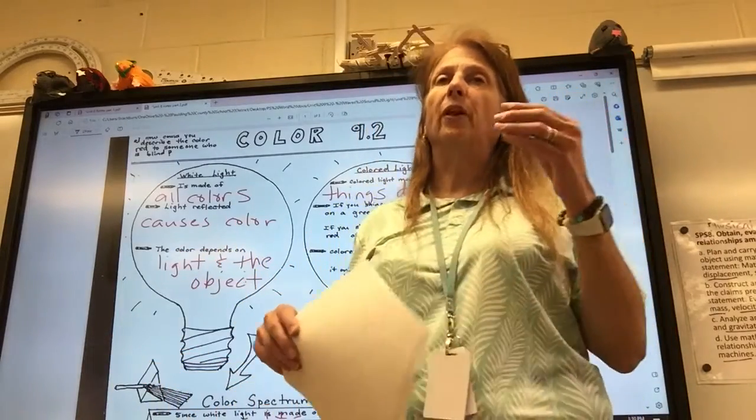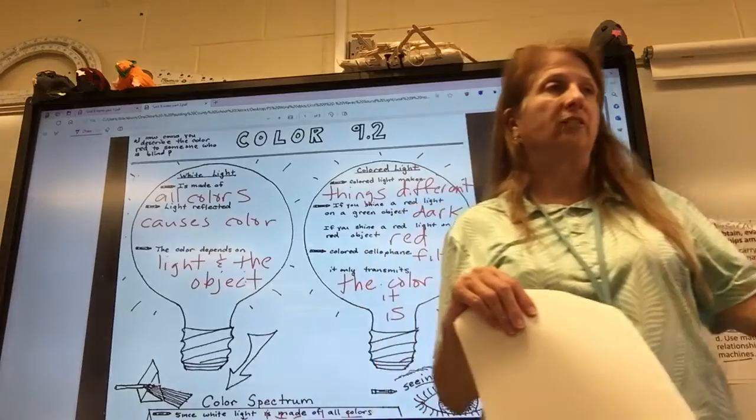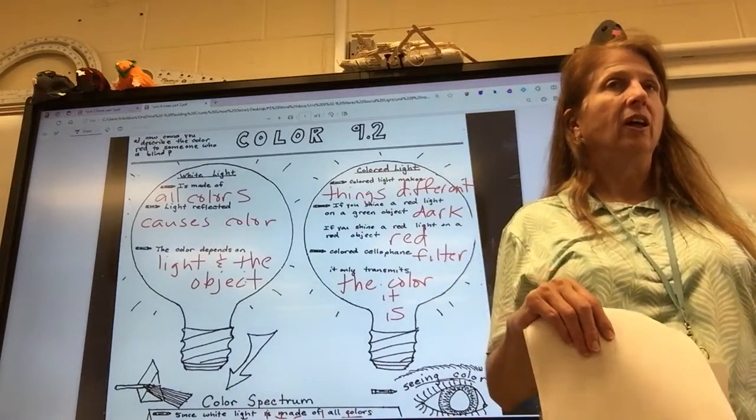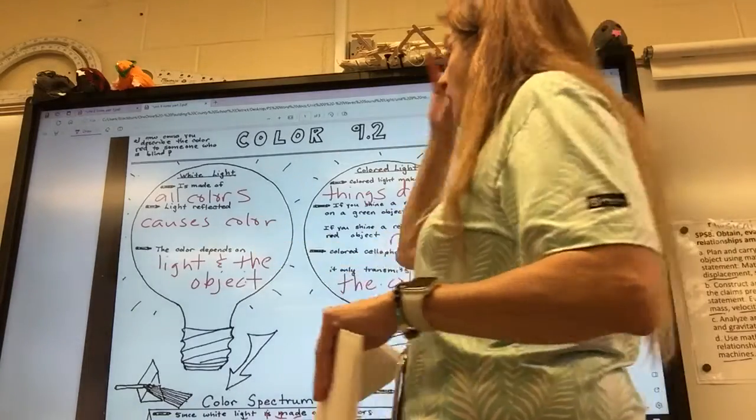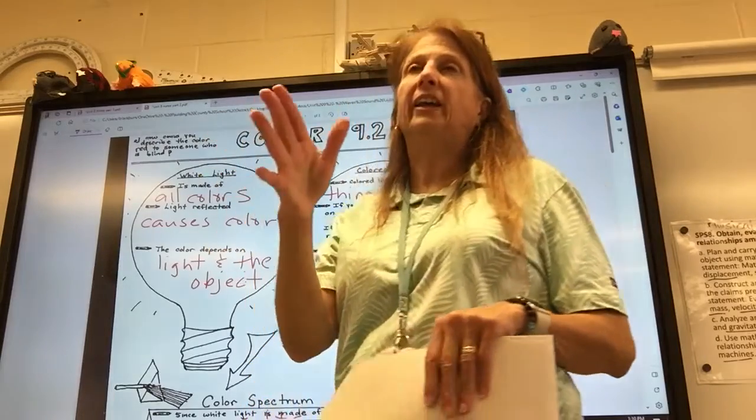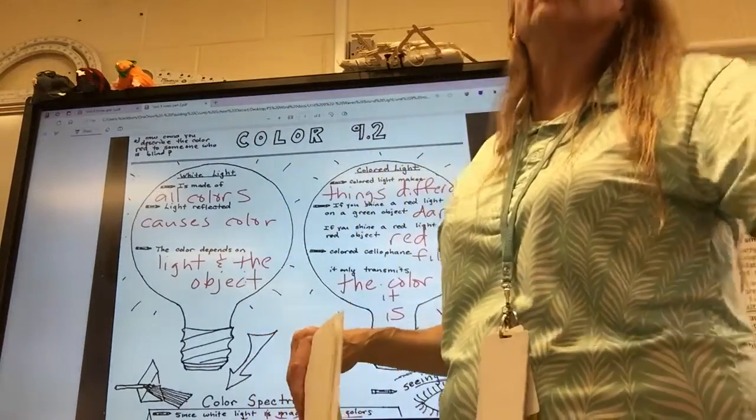Have you ever had something that looks one color in one light and you take it somewhere else and it looks another color? So the color depends on the object reflecting, but it also depends on the light.